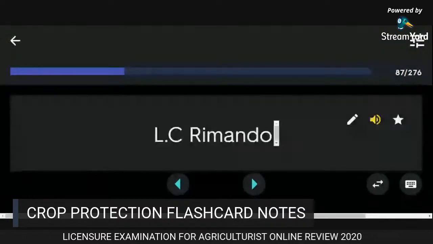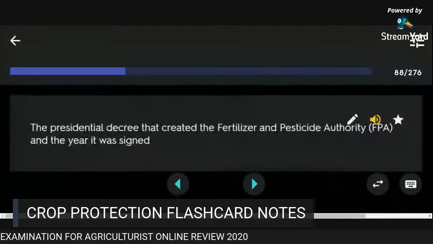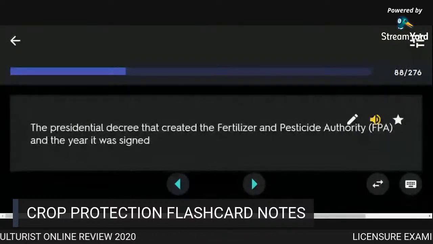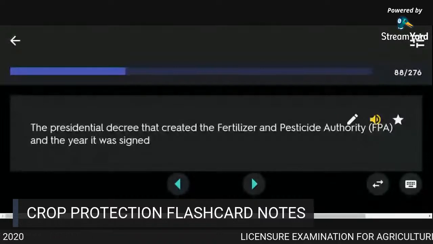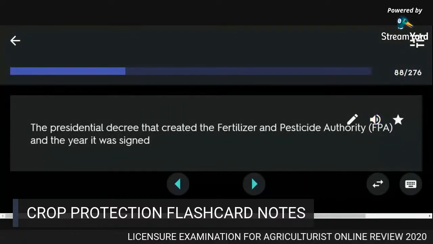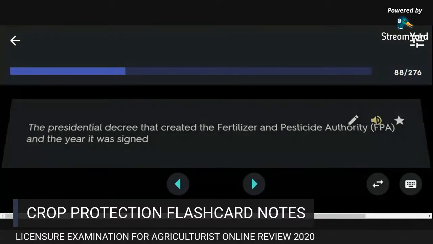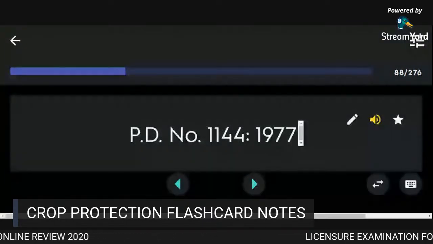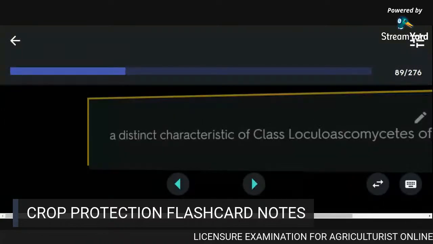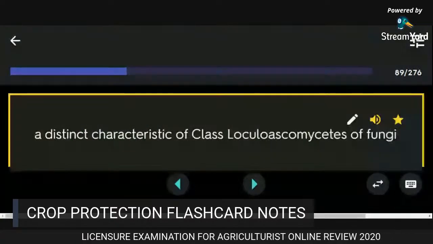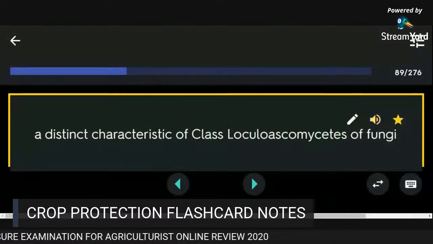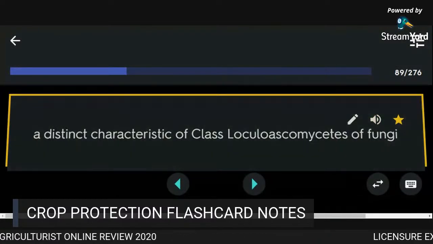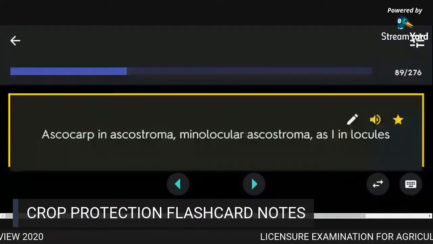The presidential decree that created the Fertilizer and Pesticide Authority and the year it was signed: P.D. number 1144, 1977. A distinct characteristic of class Loculoascomycetes of fungi: ascocarp in ascostroma, unilocular ascostroma, asci in locule.